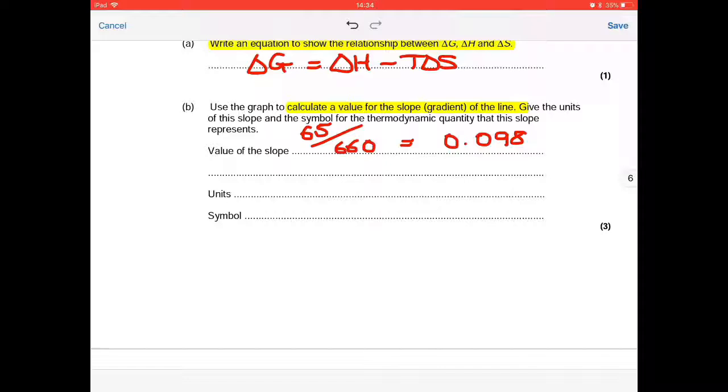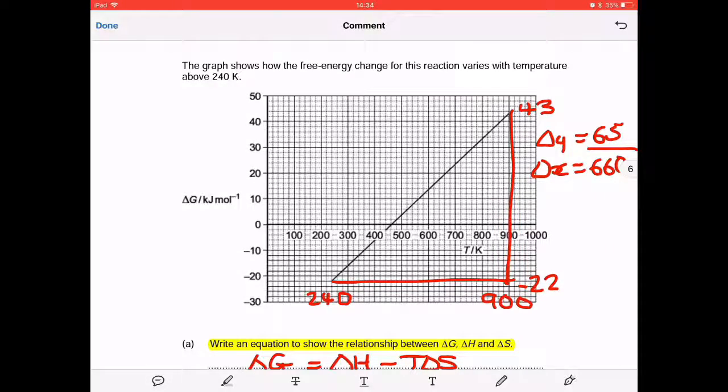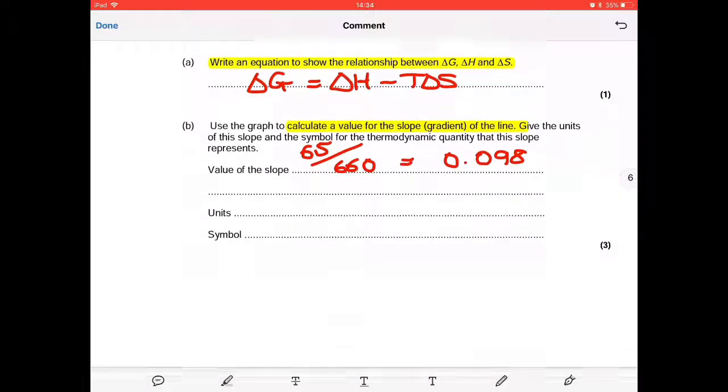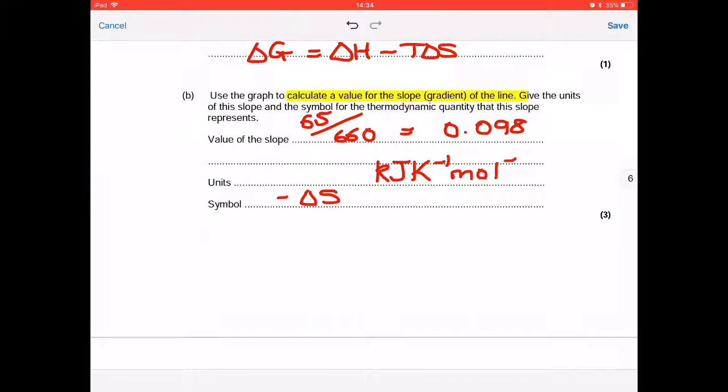The symbol for the gradient is technically, because you're plotting delta G against T, the y-intercept is delta H, and the value for the gradient is equivalent to negative delta S. Or you do get the mark if you just write delta S. And the units for delta S in this case, because we've already done the conversion before the graph was produced, is kilojoules per Kelvin per mole. So that's all of the information that you need to get from the graph in order to answer that question.